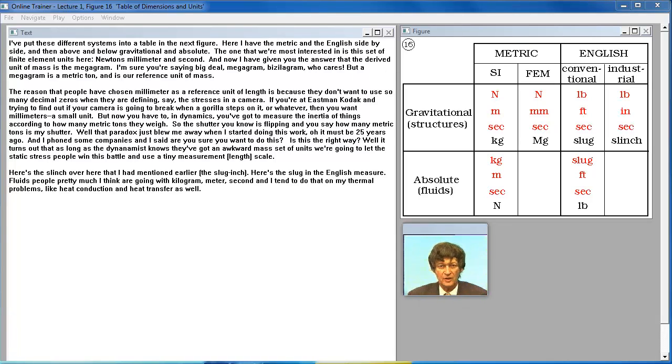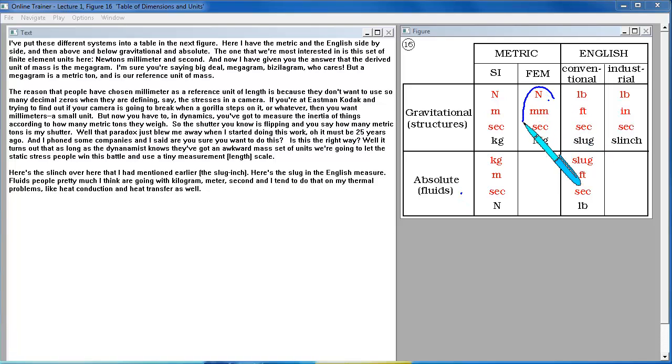I've put these different systems into a table in the next figure. Here I have the metric and the English side by side, and then above and below gravitational and absolute. The one that we're most interested in is this set of finite element units here, newtons, millimeter, and second. And now I have given you the answer that the derived unit of mass is the megagram. And I'm sure you're saying, big deal, megagram, who cares? But a megagram is a metric ton, is our reference unit of mass.